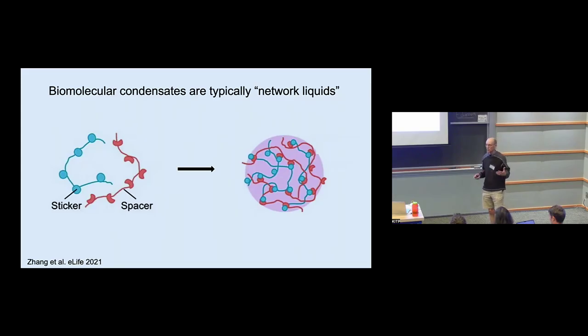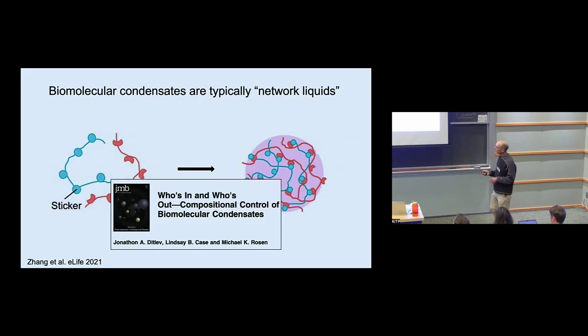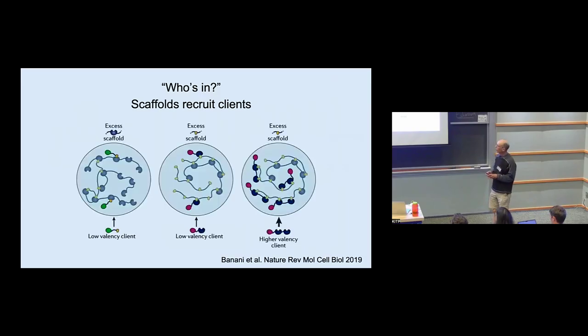And of course, that's important. There are lots of clients that are to come in, but that means there's also plenty of room for intruders, things that you don't want inside of your condensate. And so that has led to this paper with this nice title, Who's In and Who's Out: Compositional Control of Biomolecular Condensates, by some of our colleagues. And I think that, on balance, the who's in is reasonably straightforwardly answered, that who's in is based on recruiting of clients by some kind of specific interactions.